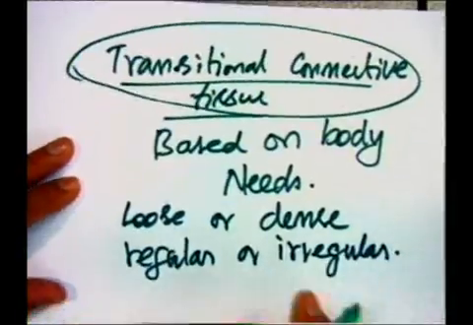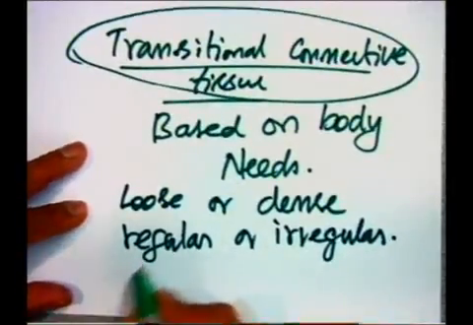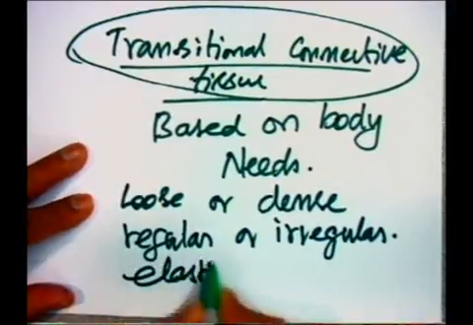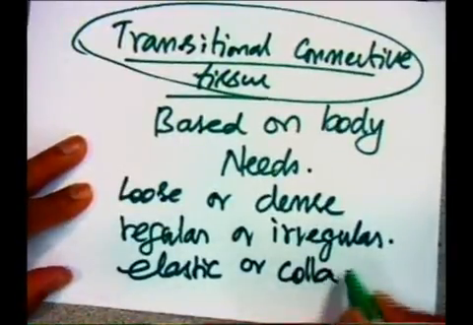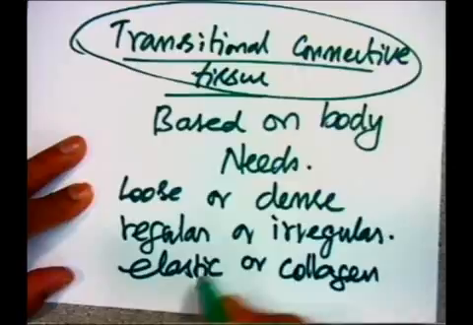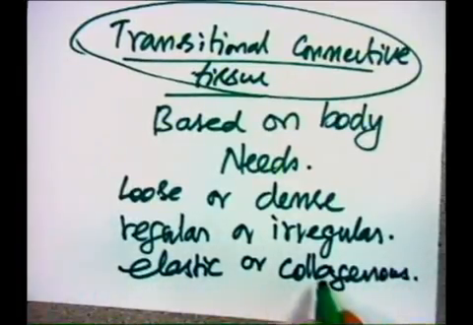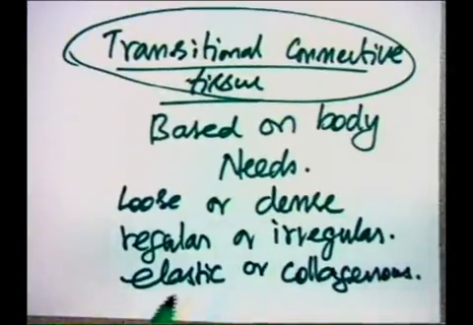I like this pair, easy to remember. Loose or dense, regular or irregular. Another pair is elastic or collagenous. Elastic or collagenous, C-O-L-L-A-G-E-N. Collagen. Elastic or collagenous, depending upon the fibers. Okay, these are the transitional.